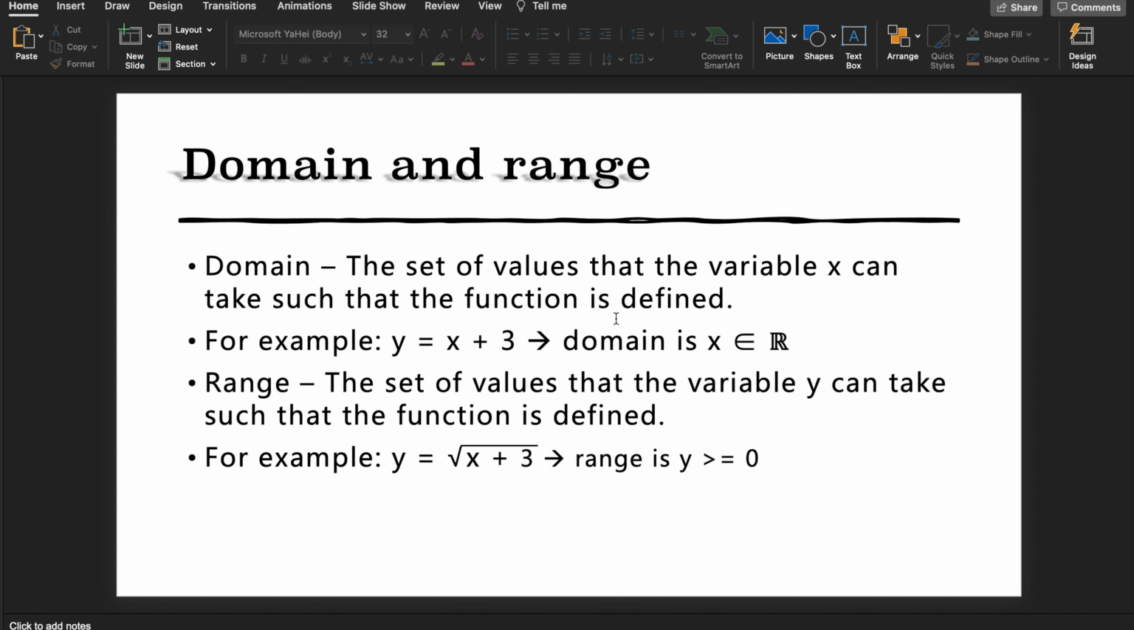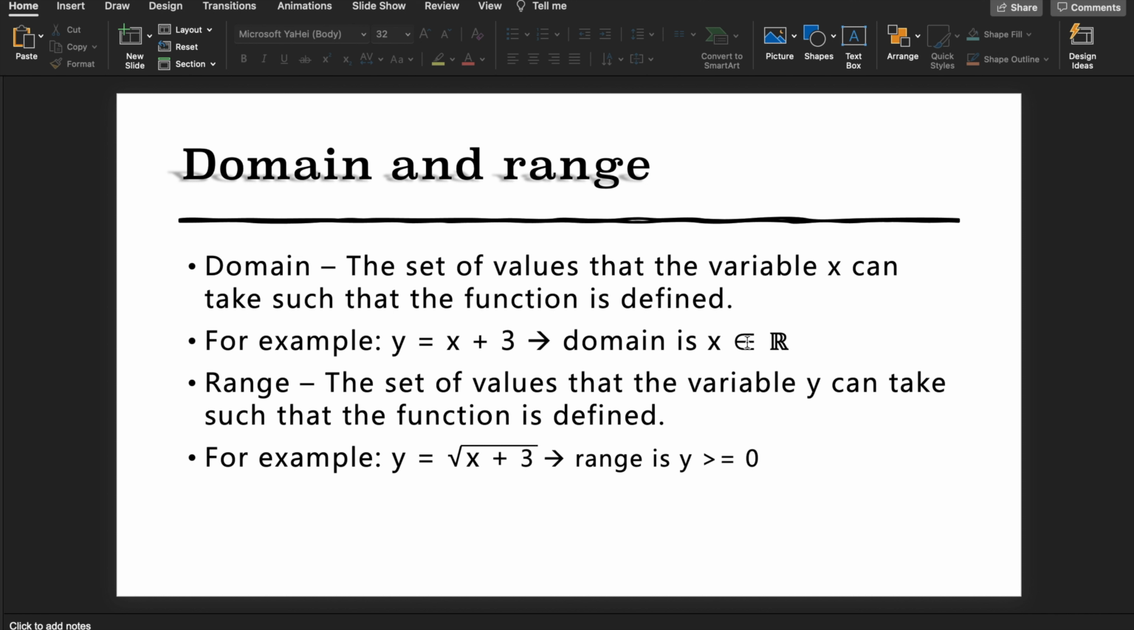This is very important, such that the function is defined. For instance, if we take 1 by x, we cannot take x as 0 because then it would be undefined. So therefore the domain is all real values except 0. For example, I have given here y equals x plus 3. The domain is for all real values.